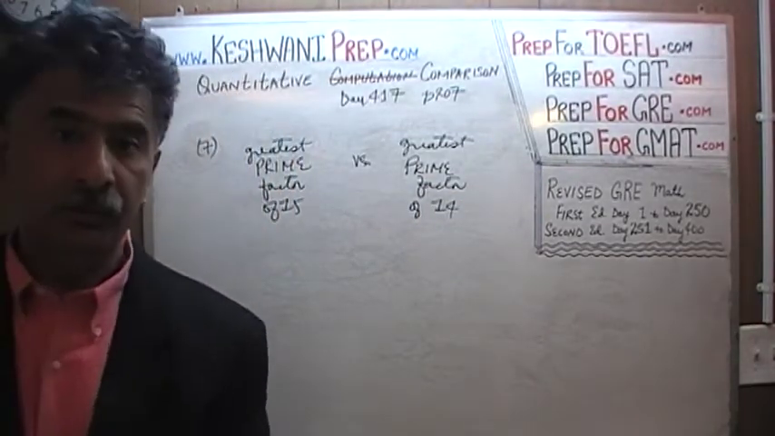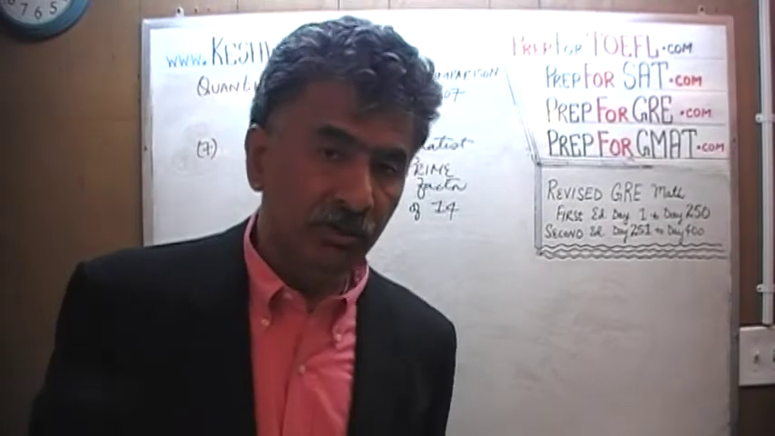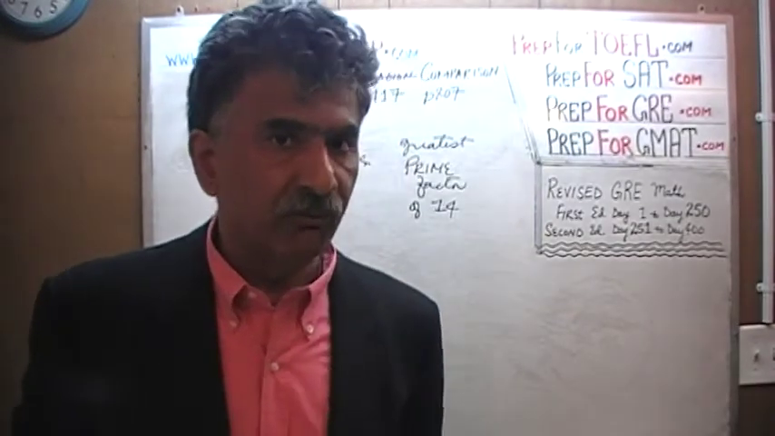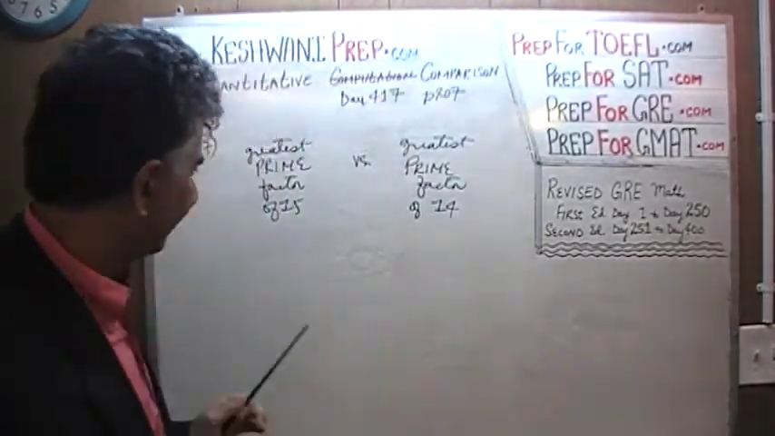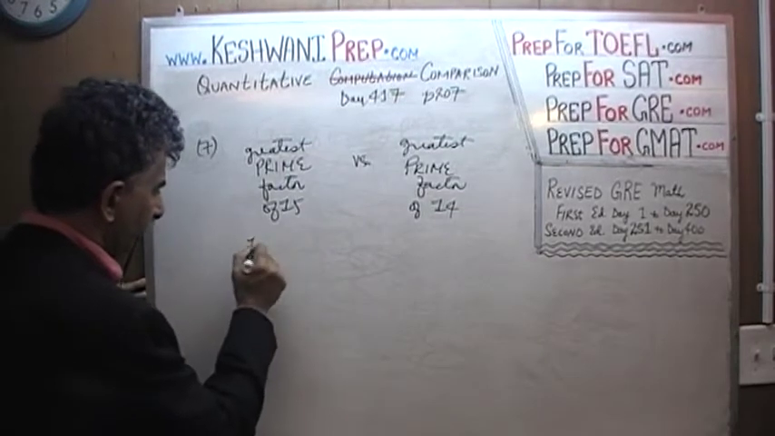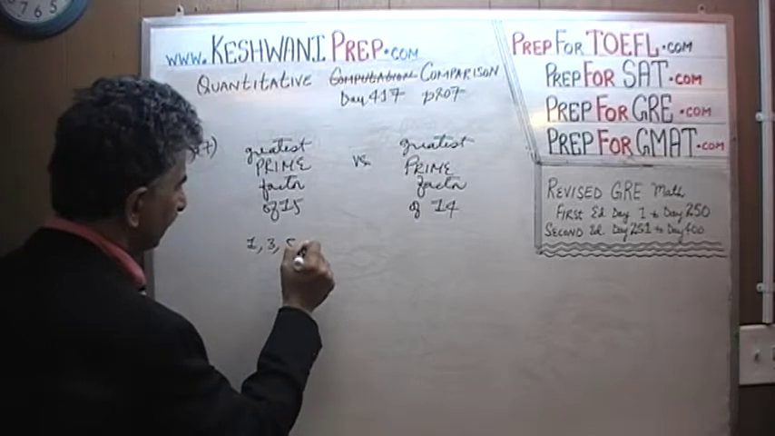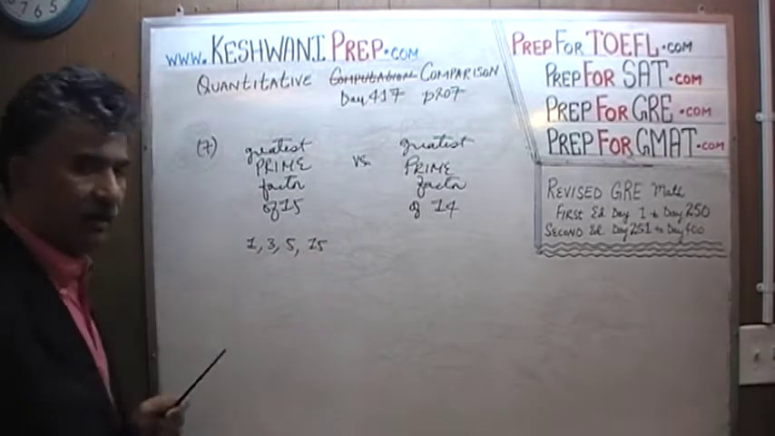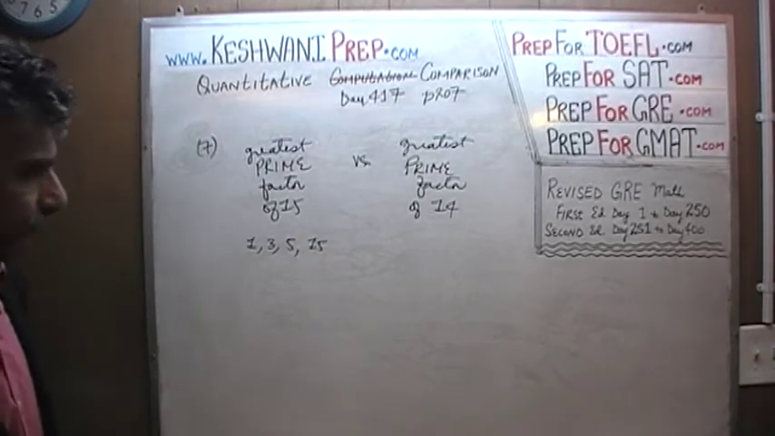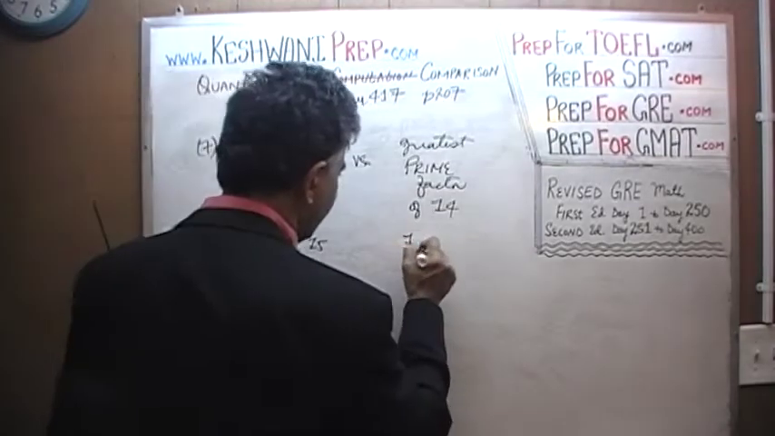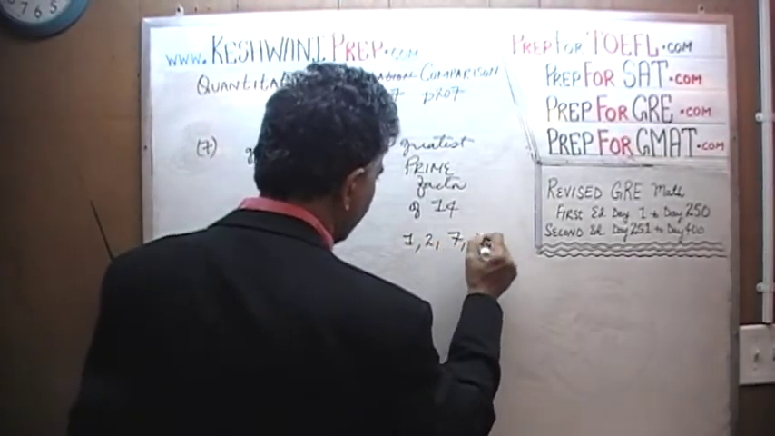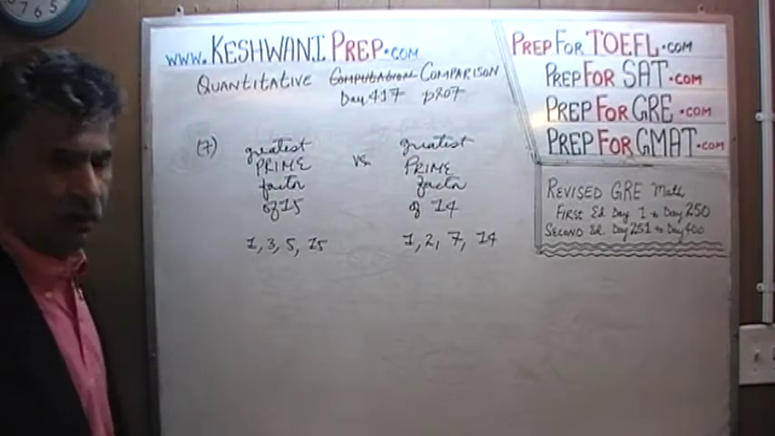So the first thing we're going to do is to list all the factors of 14 and 15 so that we don't miss anything. Let's start then. Factors of 15 are going to be 1, 3, 5, what else? And 15, I guess. That's it. Those are all the factors of 15. Factors of 14 are going to be 1, 2, 7, and 14.